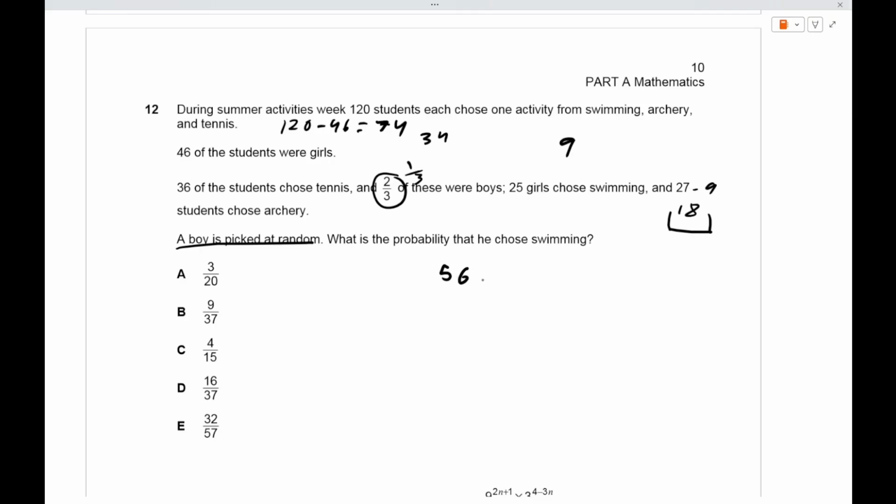You have 56, and then you know that 2/3 of these do tennis. So that's minus 24 again. 56 minus 24 is going to be 32. What does that mean? That means that there are 32 boys that do swimming. And how many boys are there? There are 74. So you do 32 divided by 74, which you can simplify to 16 over 37.